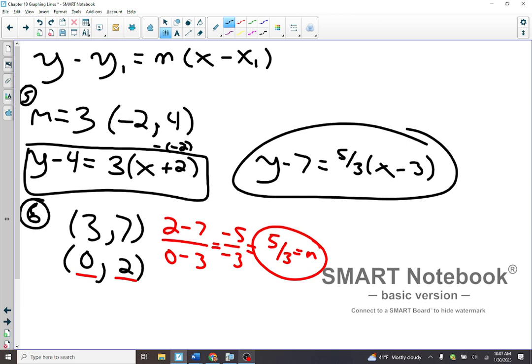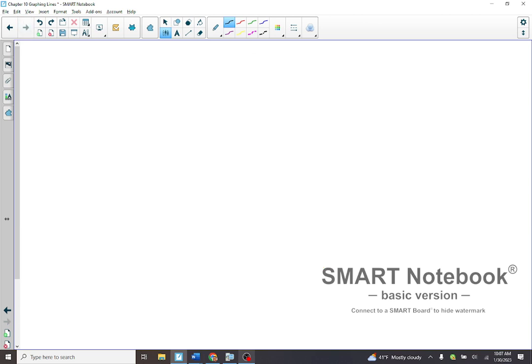Okay, all right, next section we're going to graph lines. So this is graphing. And how many questions are there? I think it might be 10. No, 12. Graphing lines.